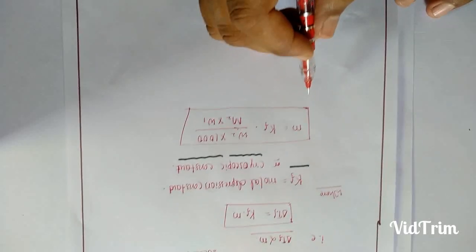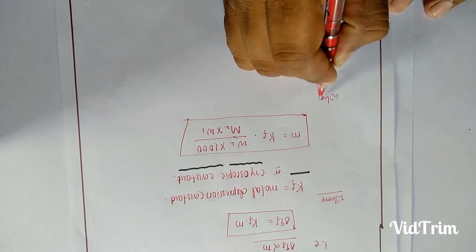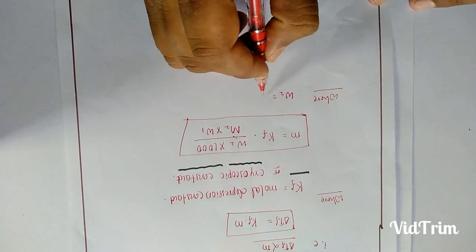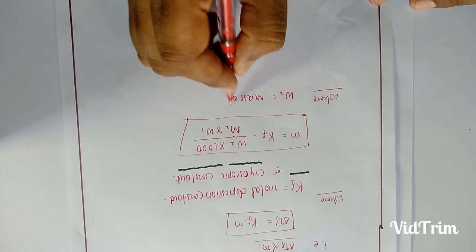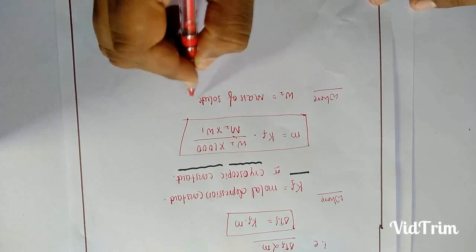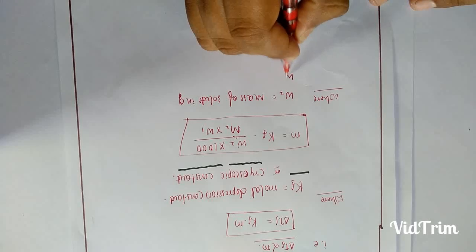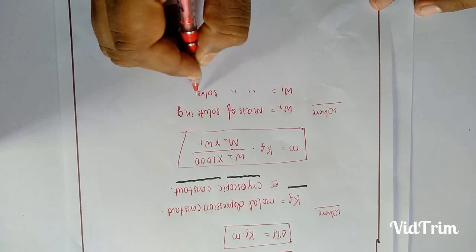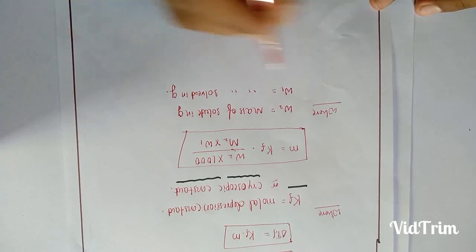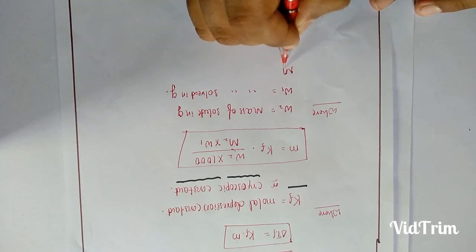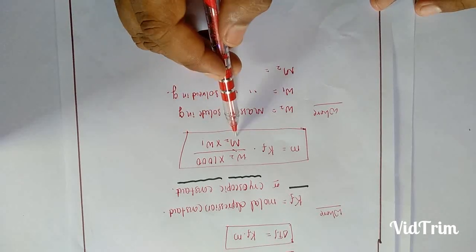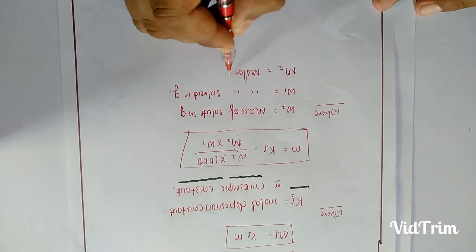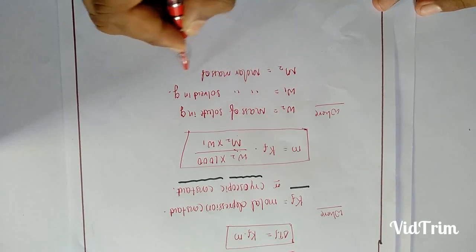Here I will write it: where W2 means mass of solute in gram, W1 means mass of solvent in gram, and M2 means molar mass of solute.